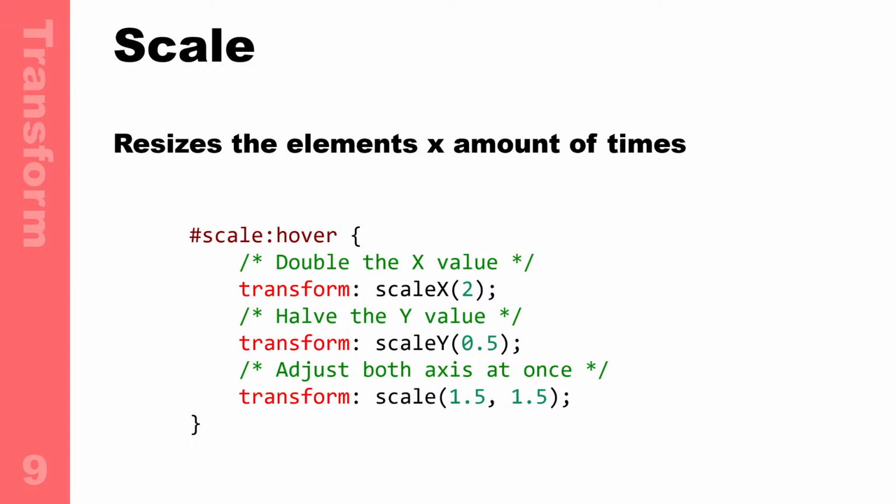enlarged. You can also go 0.5. As you can see, 0.5 on the Y scale means you're shrinking something. So scaling, of course, can go up or go down.